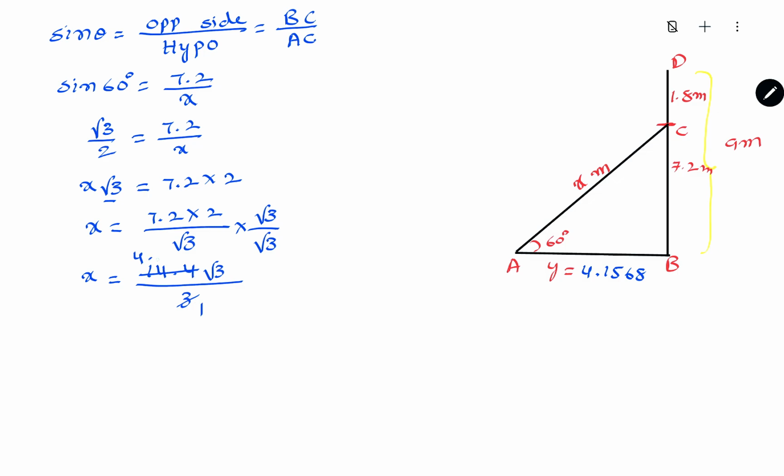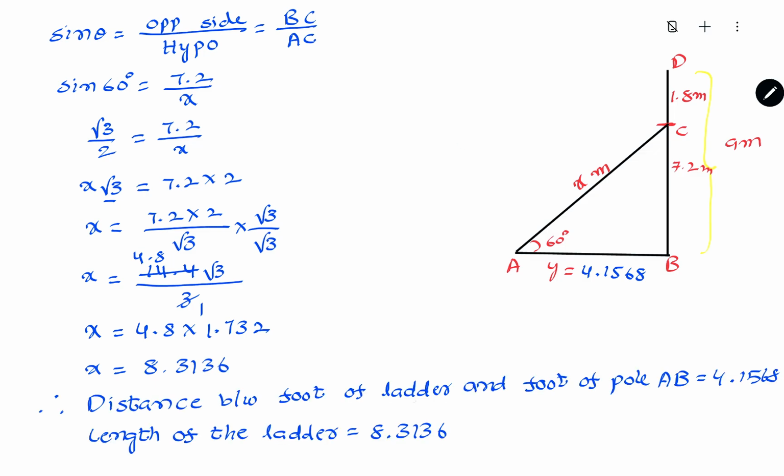Put point. 2 4, 24. 3 8s are 24. So write remaining values. 4.8 into root 3 value is 1.732. Now multiply 4.8 into 1.732. Then we will get x is equal to 8.3136. Therefore distance between foot of ladder and foot of pole AB is equal to 4.1568 and length of the ladder is 8.3136.